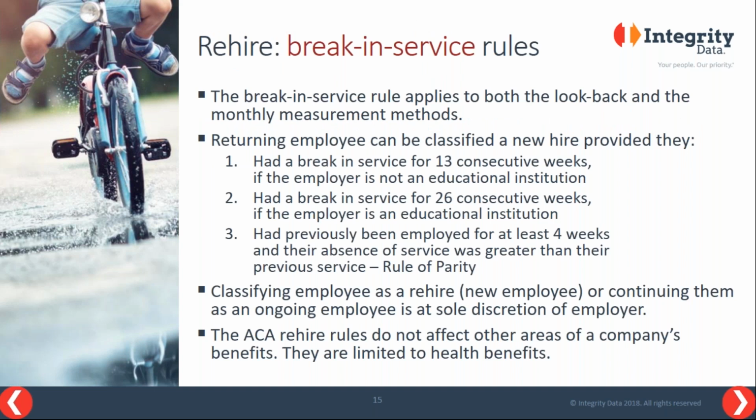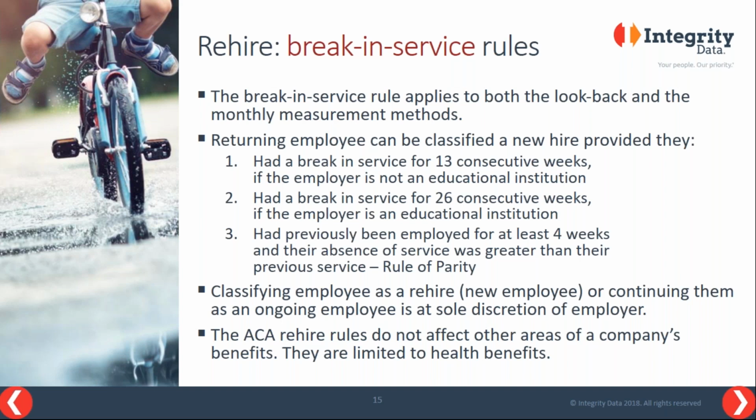The rules for when you can classify a returning employee as a new hire under the ACA, the so-called break-in service rules, have been tightened. They apply to both the look-back and the monthly measurement methods. So a returning employee can be classified as a new hire provided that 1, they had a break-in service for 13 consecutive weeks if the employer is not an educational institution, 2, had a break-in service for 26 consecutive weeks if the employer is an educational institution, or 3, had previously been employed for at least 4 weeks and their absence of service was greater than their previous service. This is also referred to as the rule of parity.